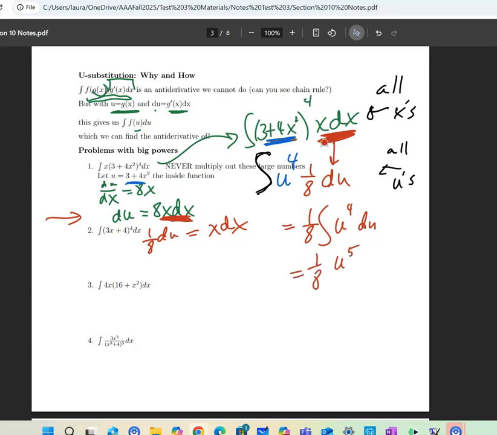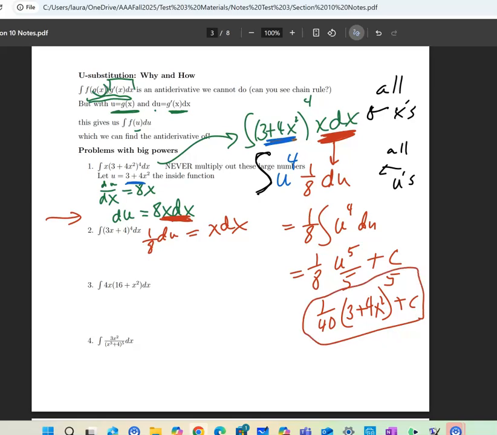So I get u to the fifth over 5 plus c, so 1 over 40, and you have to put the x's back in at the end. And so then that's 3 plus 4x squared to the fifth, plus c. So that's the answer. Okay, let me come and do the next one.